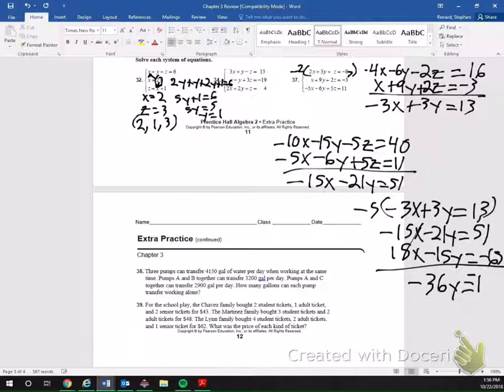That gives me negative 36y equals negative 14, or y equals 7 over 18. And so I went back and I looked at this, and I'm like, hey, that's actually right. So you don't have to do 37. Okay? 37 is a phenomenal pain in the butt.